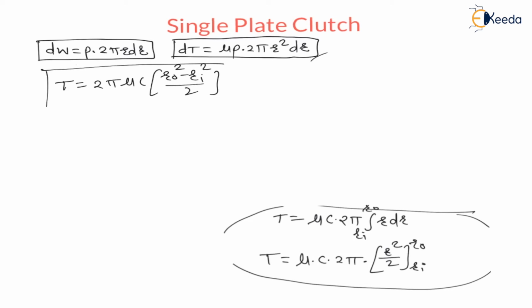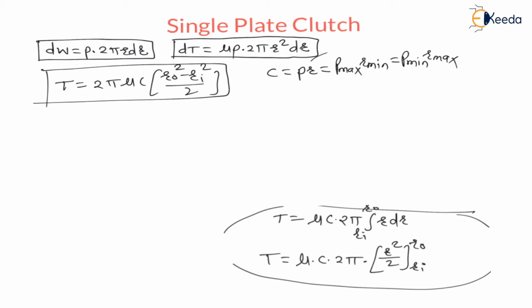This will be the torque transmitted, where c is nothing but the constant PR, which is maximum pressure into minimum radius, equal to minimum pressure into maximum radius. Right, this is the c value.